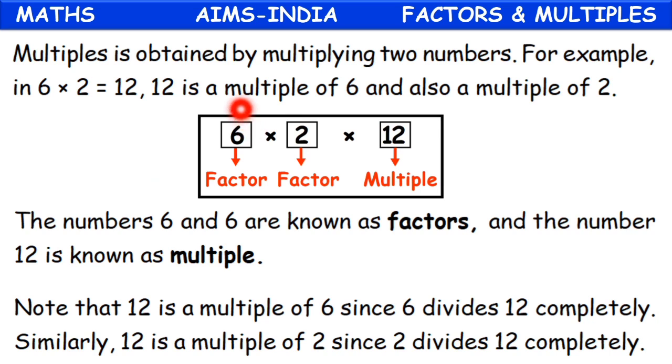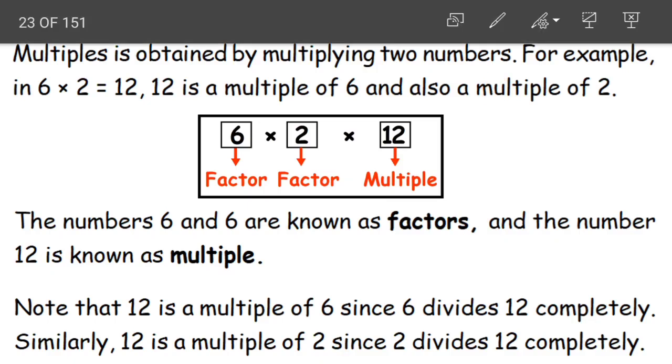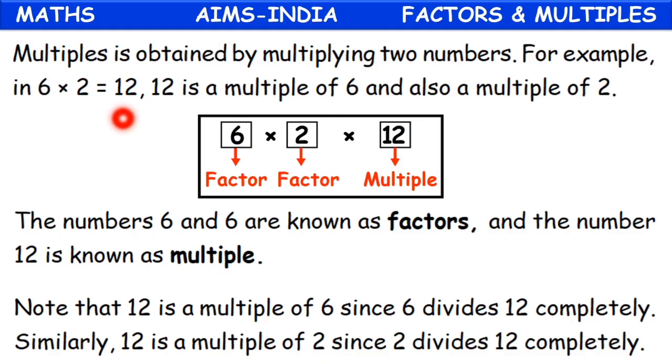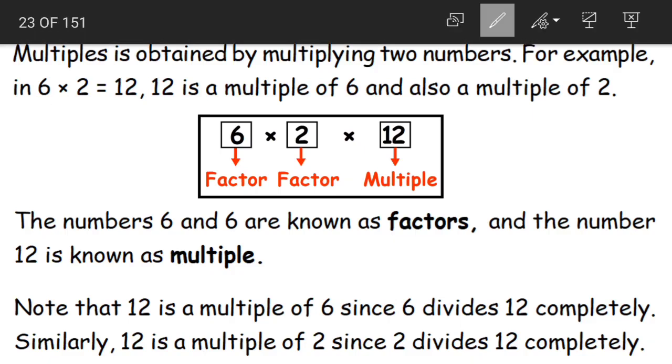Now what is a multiple? A multiple is obtained by multiplying two numbers. For example, if you want a multiple of 6, 6 2s are 12. When we multiply 6 with 2, we get 12. So 12 becomes a multiple of 6 and also a multiple of 2, children. Yes or no? Here we are multiplying 2 with 6 and also 6 with 2. So 12 becomes the multiple of both 6 and 2.